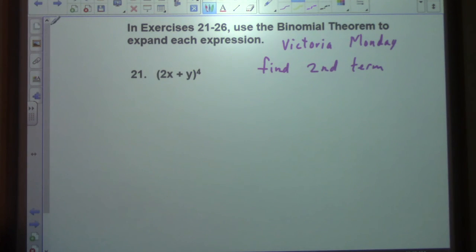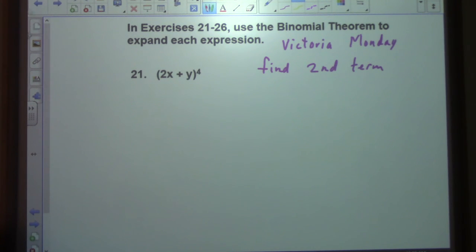Okay, what I want you to do is, Victoria was working on this during third period. I want you to do this today. I'm going to call on somebody to find the second term of this thing right here, 2x plus y, just the second term.